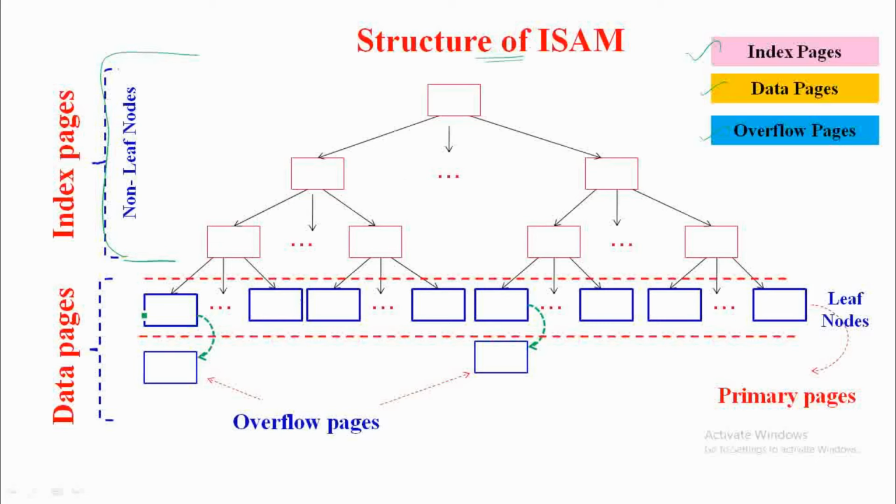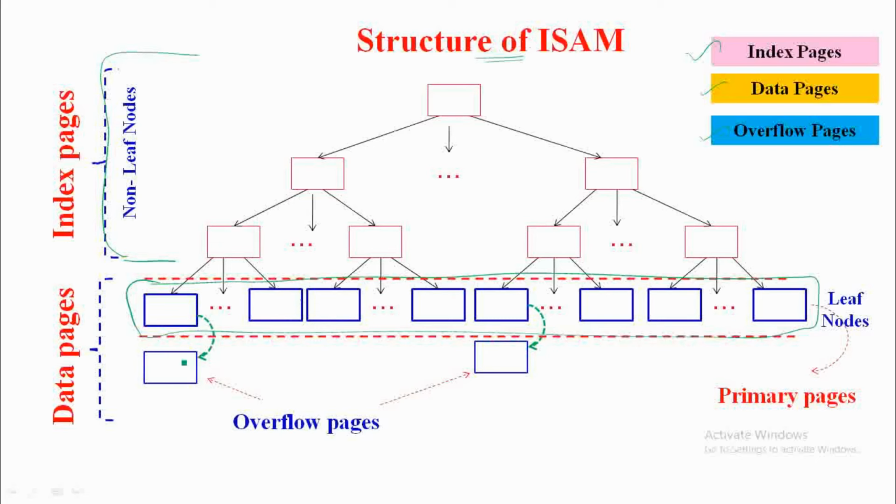Whereas coming to the leaf nodes, the nodes at the bottom of the tree are known as leaf nodes. These are also known as primary data pages or simply data pages. In these, actual records are arranged sequentially as per the search key values.